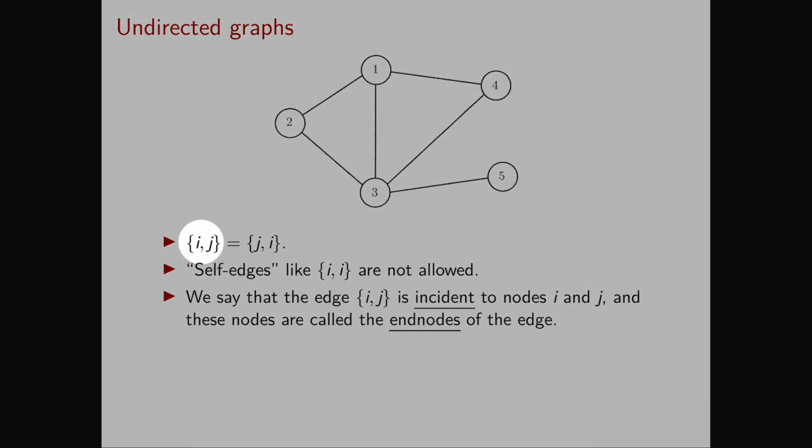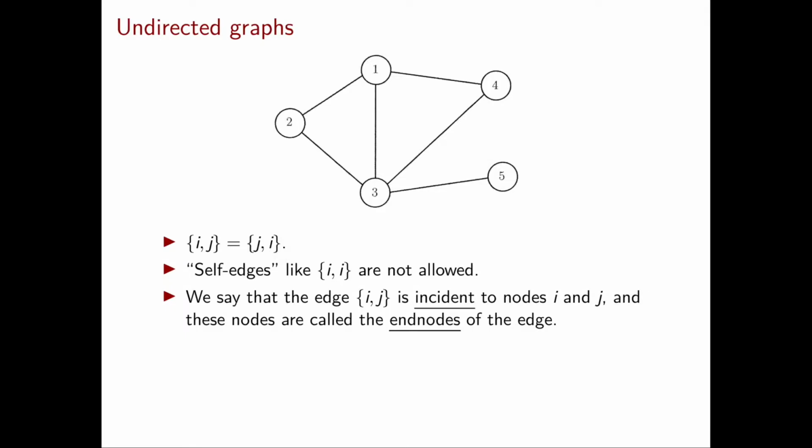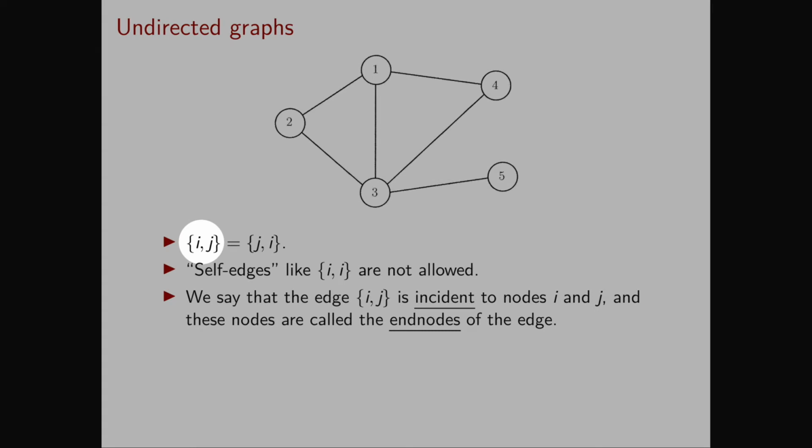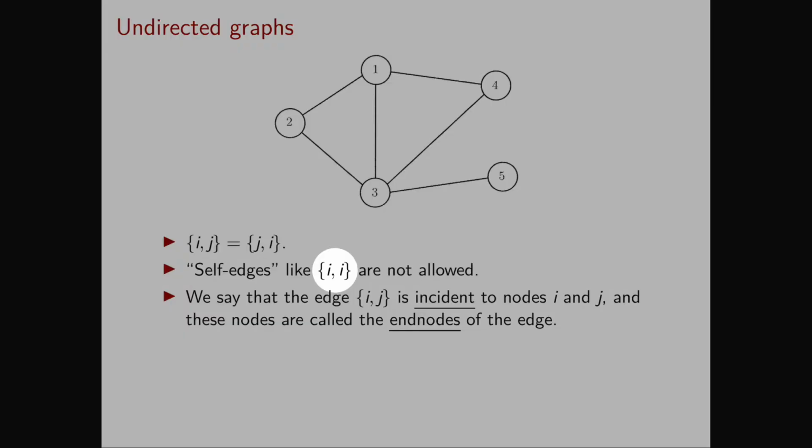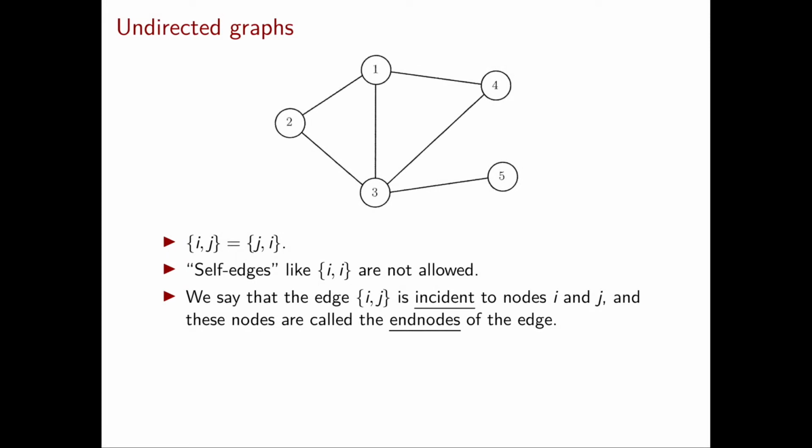Since an edge is simply a set, we can write the same edge as the set containing i, j or the set containing j and i. Note that we required edges to contain exactly 2 nodes. Therefore, the set containing the same node twice cannot be an edge.